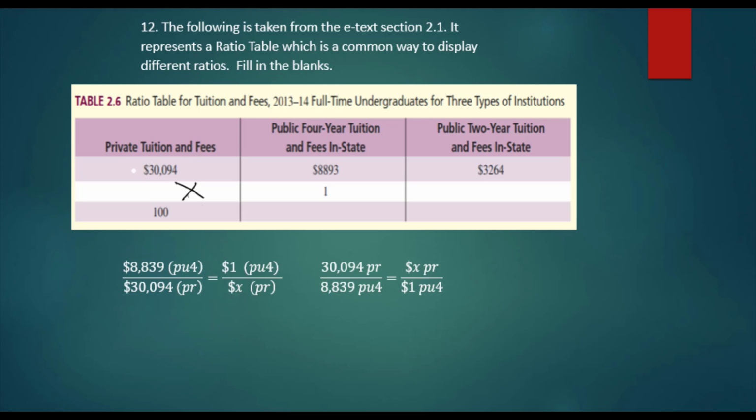I'm using just the top row, right? The ratios are all there. This to this, this to this, whatever. And being I'm trying to find X here, you can do public four-year to private, public four-year to private, or you can do private to public four-year, private to public four-year. If you're shrewd, you can just divide this and get the answer. Otherwise, you got to cross multiply and divide. And the answer is 340. And so these ratios are going to be the same.